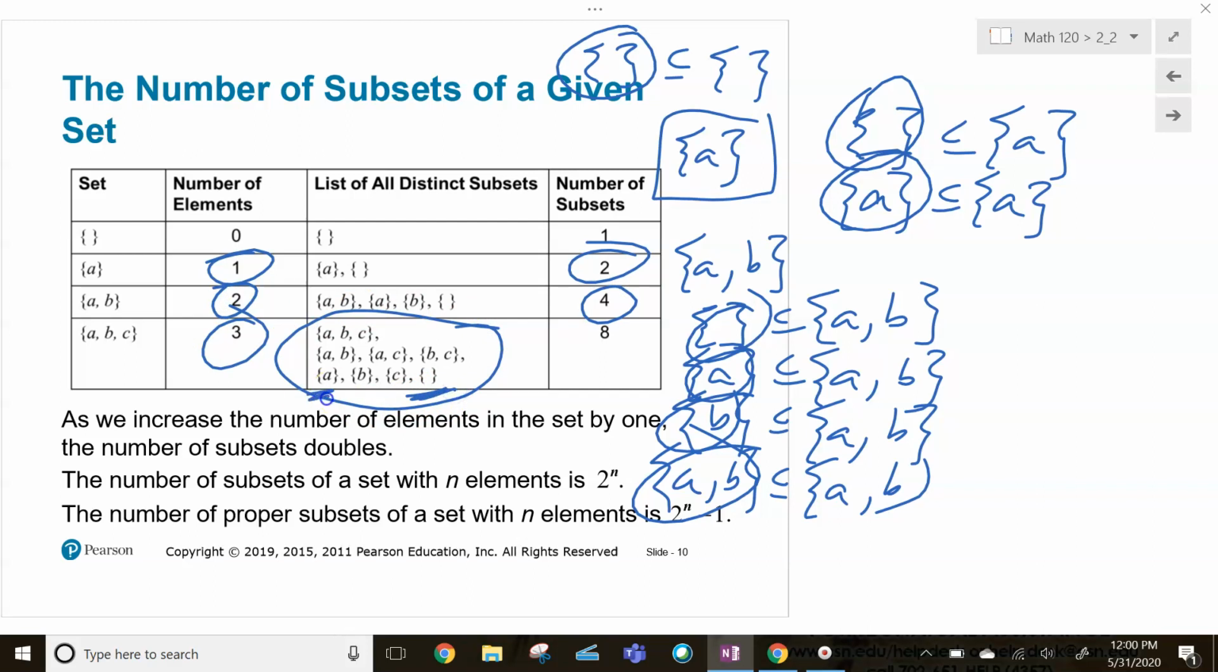We got the empty set, we got the set containing A, the set containing B, the set containing C, AB is a subset, AC is a subset, BC is a subset, and then itself is a subset. There's 8 of those, right? Maybe you could see the pattern here.